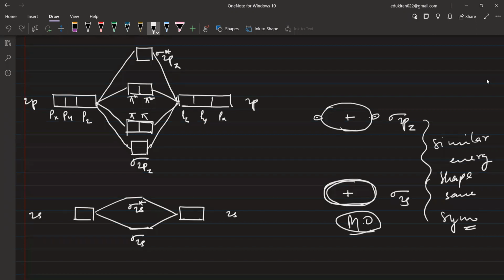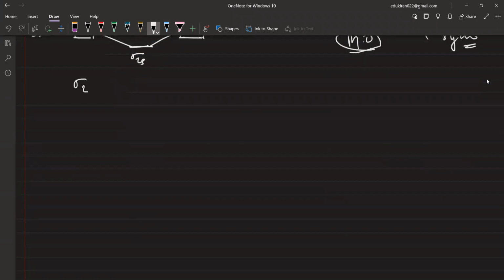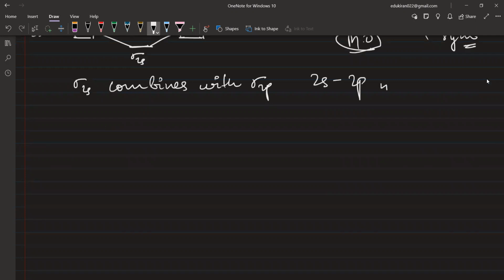कौन से दो ऑर्बिटल आप combine कर रहे हैं? Tell me guys, what are the two orbitals combining? Sigma 2s combines with sigma 2p. ठीक है, इसी को क्या बोलते हैं? 2s 2p मिक्सिंग. क्या बोलते हैं इसको? What is this called, Iram? Tell me. Yeah, वजीहा, इरम. 2s 2p mixing. और we can also call this sp mixing.